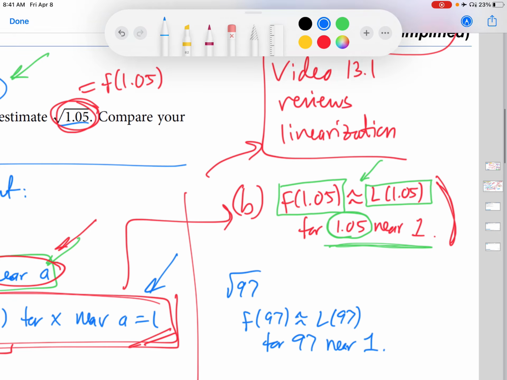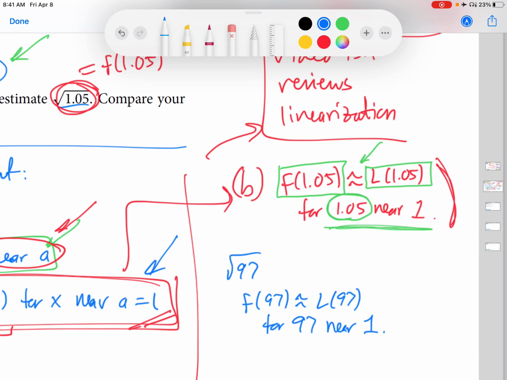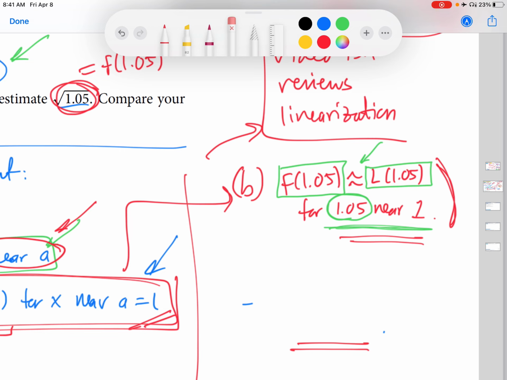And that is really not going to work out so well, right? Or I should say, there's no reason you would expect that to work out that well, because 97 is not near 1, right? 97 is pretty far away from 1. However, 1.05 is near 1. So again, the whole point of showing you all this is to show you how these little pieces fit together, right?